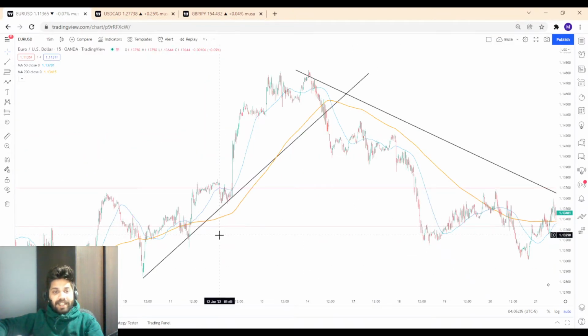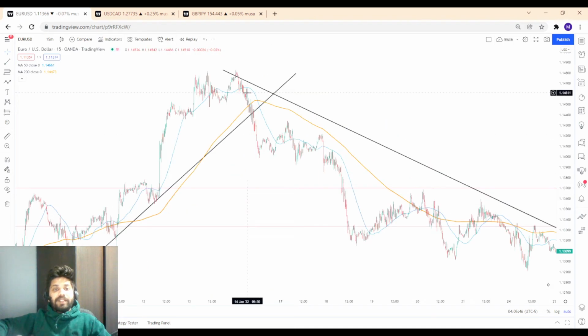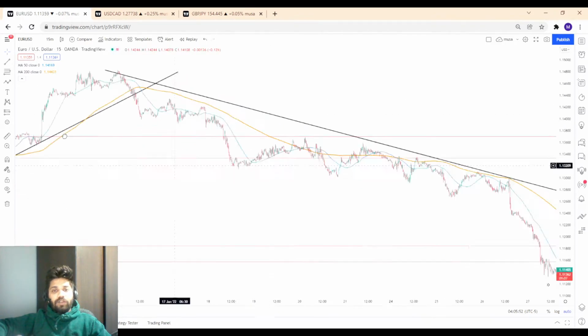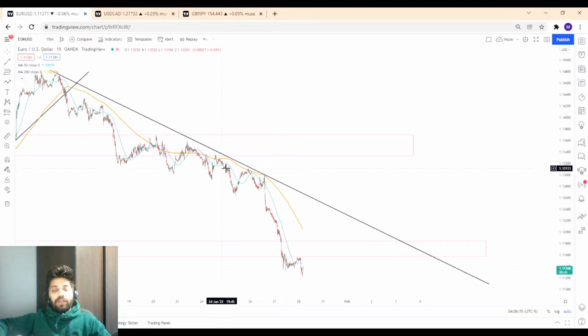As we can see, when the 50 moving average crosses the 200 moving average from the downside, the price tends to go up. So we can see that the price went up. Similarly, when the 50 moving average crosses the 200 moving average from the top, the price went down. In order to exit from the trade, we will wait for the moving averages to cross each other. We will wait for the 50 moving average to cross the 200 moving average from below.